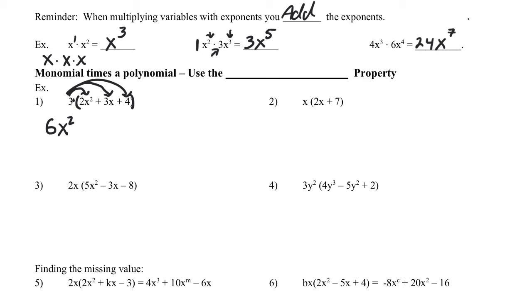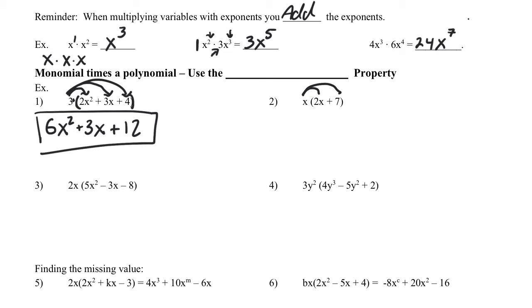Next distribution, 3 times 3x, that'll be 9x, and that's positive, so I'm writing plus. And then 3 times 4 is 12, and again, that's positive, so I'm going to write plus 12. And we're done.